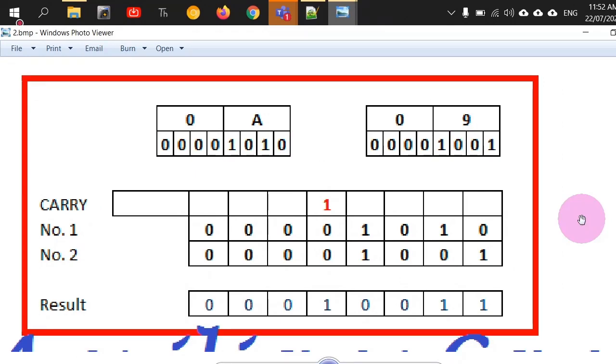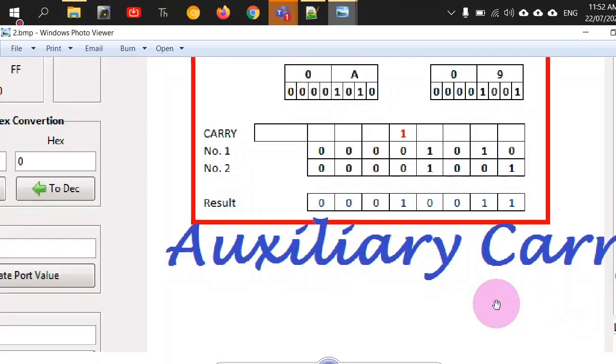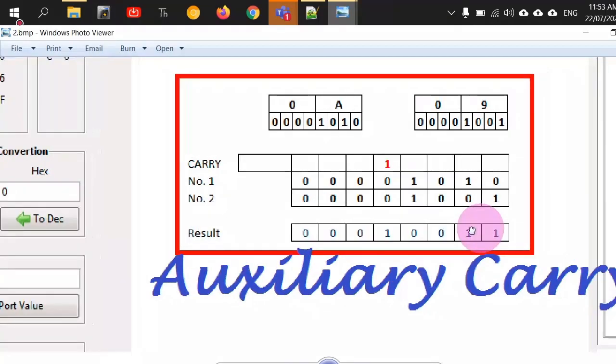If there are 4 bits in a group, we call it a nibble. If there are 8 bits in a group, we call it a byte. If there are 16 bits in a group, we call it a word. If there are 32 bits in a group, then we call it a double word, right? So these are the names given to the special groups of bits. So when we talk about auxiliary carry, the main concern is with the nibble, right? That is a group of 4 bits.